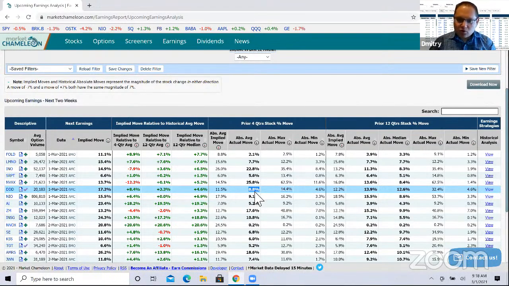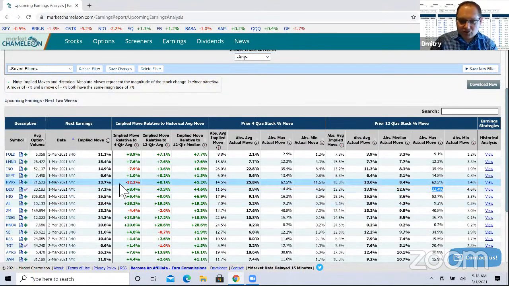So in the last 4 quarters, on average, the magnitude of the move was 8.8%. In the last 4 quarters, the high move was 14.4%. Last 12 quarters, on average, the magnitude of the move was 13.9%. And the high move after reporting earnings was 32.4%.